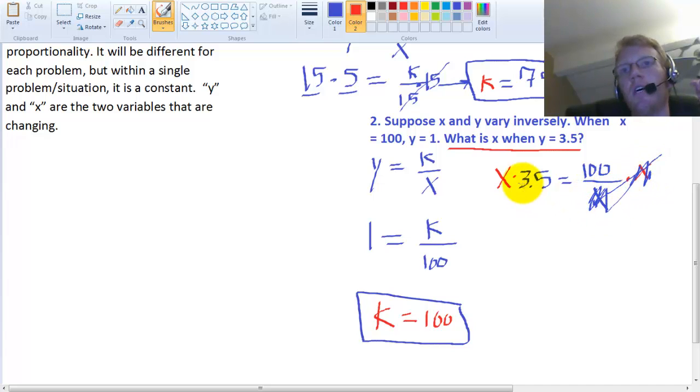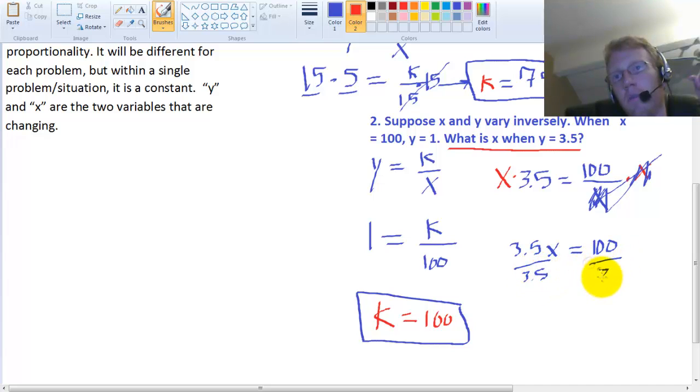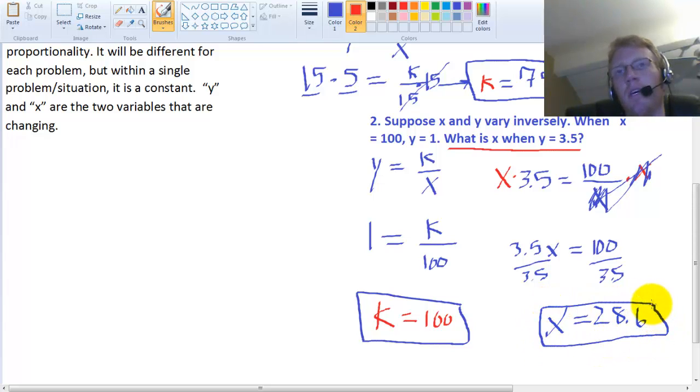So now this is gone, and you have x times 3.5 equals 100. So I'll write that as 3.5x equals 100. Okay, and now you're all comfortable dividing by 3.5. Divide by 3.5, and our answer is x equals, calculator time, 100 divided by 3.5, 28.6. Okay, 28.6. And we've got our answer.